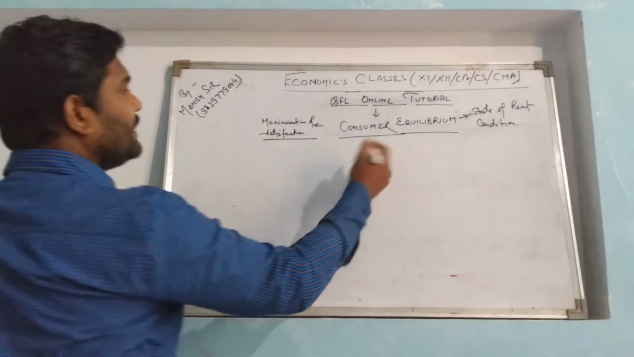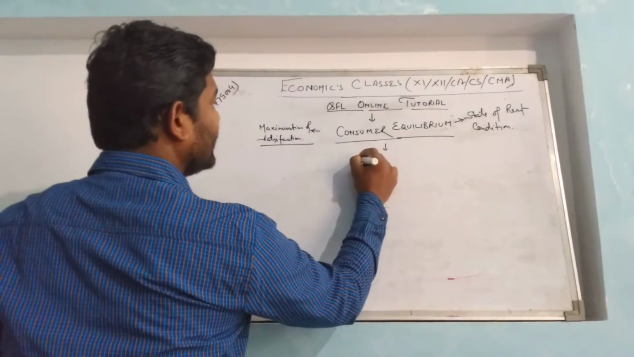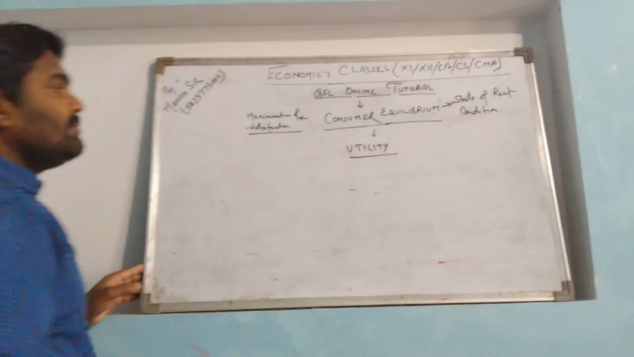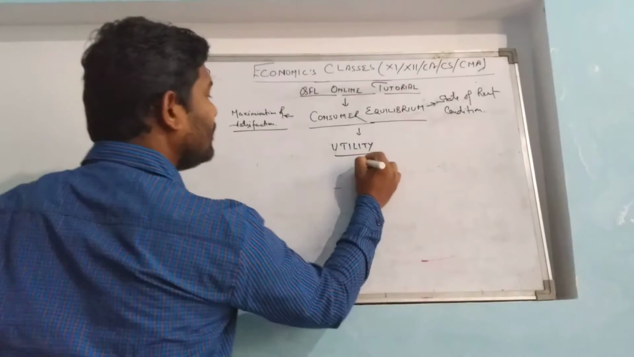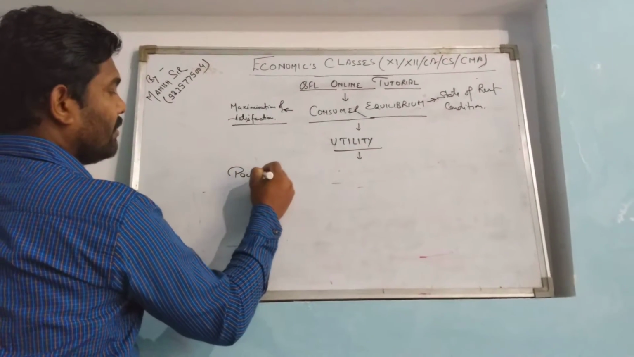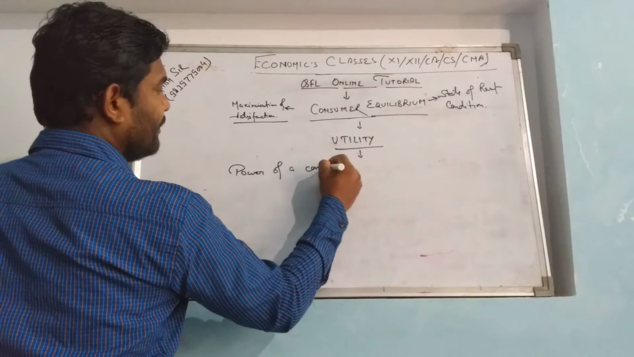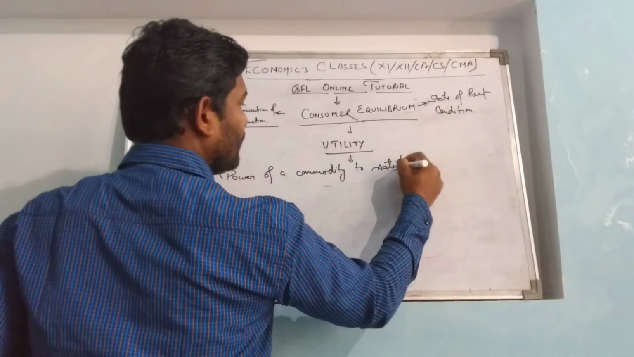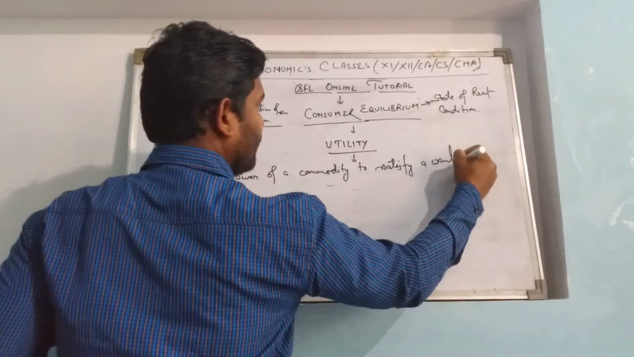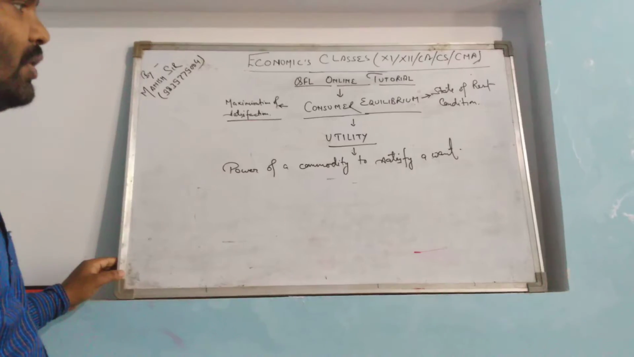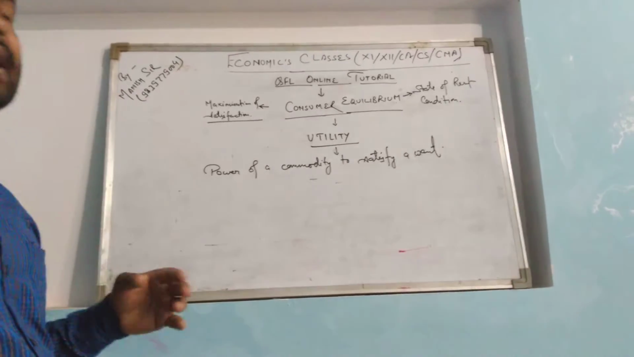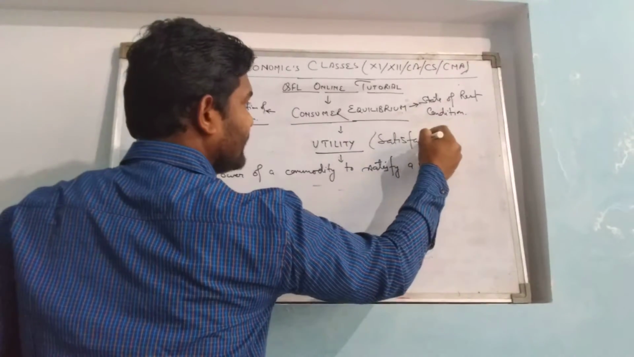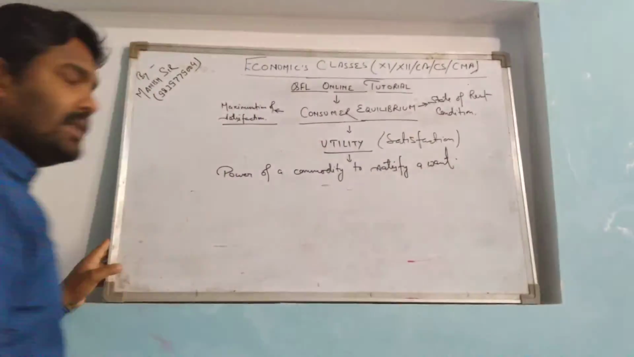Now, the first topic in consumer equilibrium is utility. What is utility? When it comes to utility, we can say that this is the power of a commodity to satisfy a want. Power of a commodity to satisfy a want, or want-satisfying power of a commodity, is called utility. Ultimately, we can say that utility is also termed as satisfaction. It is related to satisfaction.